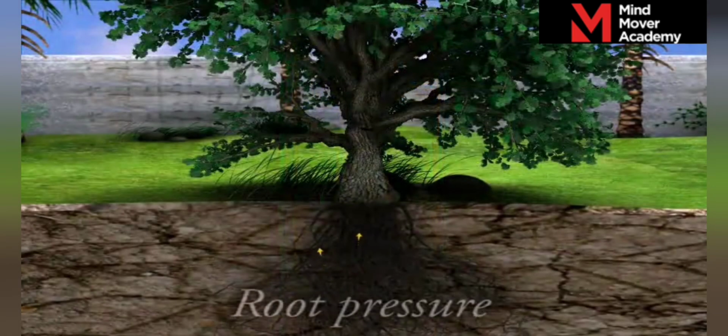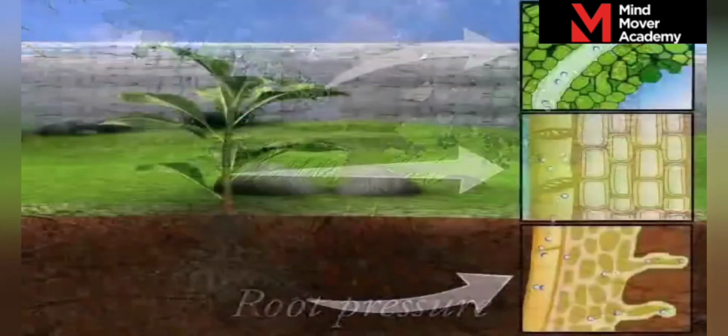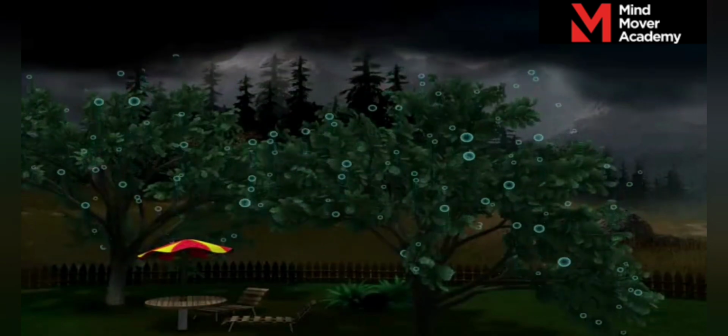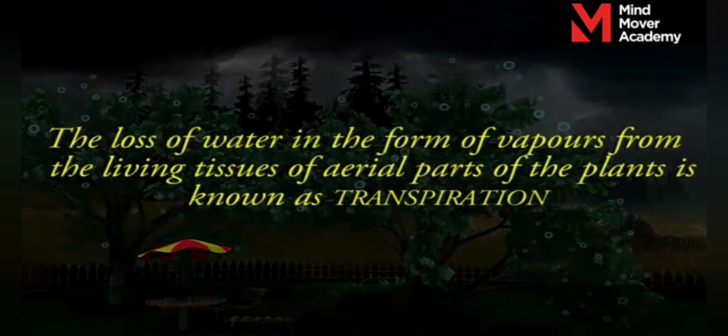But this root pressure by itself is not enough to move water over the height that we commonly see in plants. Here, transpiration helps. The loss of water in the form of vapors from the living tissues of aerial parts of the plant is known as transpiration.